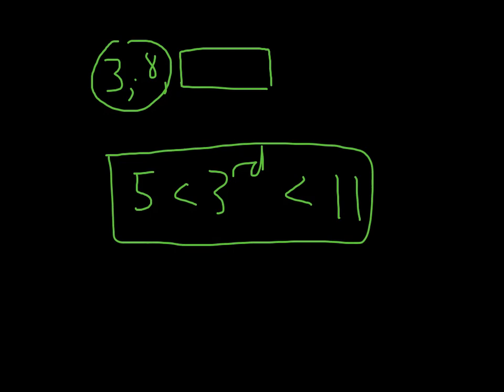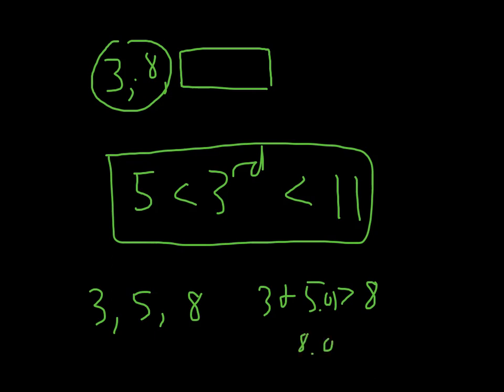Because let's just check if it was 3, 5, 8. So the 8 would be the largest side if it's 5. Well, 3 plus 5 is not bigger than 8. But if we said the third side has to be bigger than 5, so 3 plus 5.01 is indeed bigger than 8. So that's possible. And so too, if it's 11, we're saying 11 is the longest side. If it has to be less than 11, 3 plus 8 is 11. So if it's less than 11, like 10.999, then 11 is bigger than 10.999, it would work.